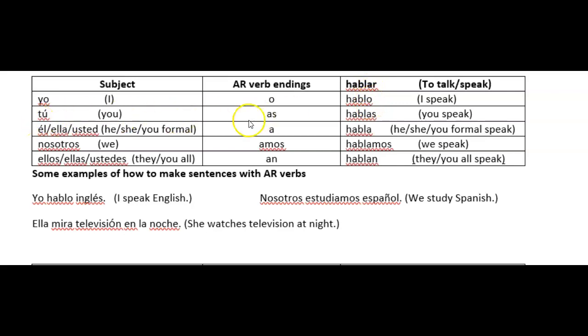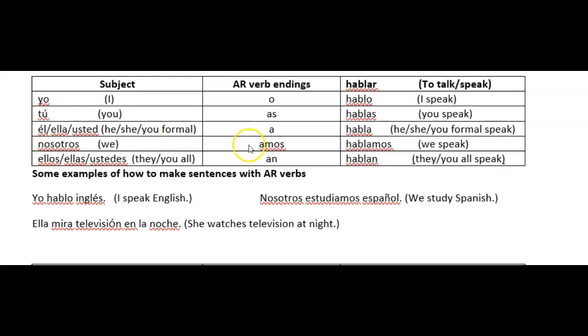For tú, the ending is AS. So again, take off the AR, add AS, tú hablas, you speak. For él, ella, and usted, the AR verb ending is an A. In this case, habla.